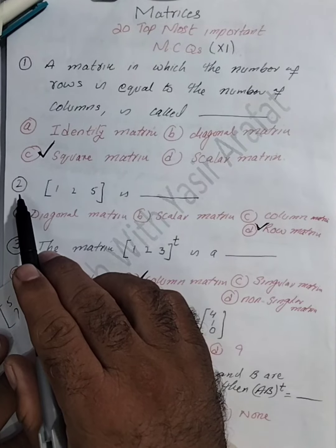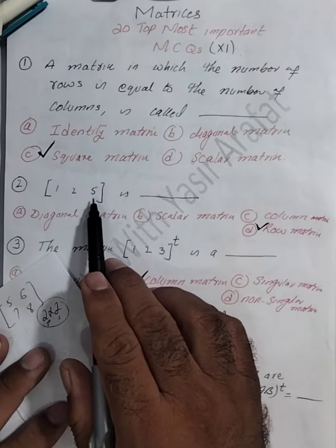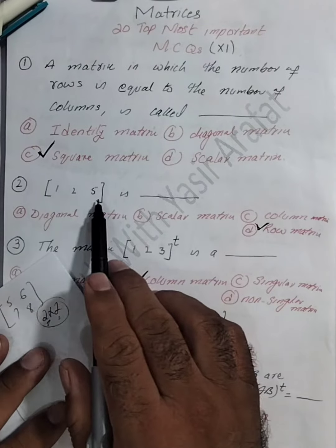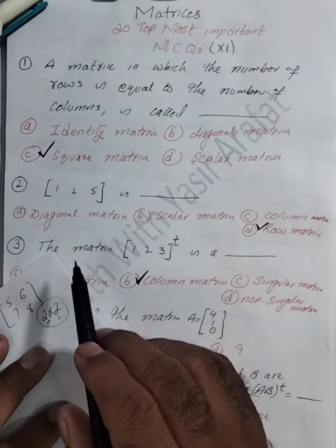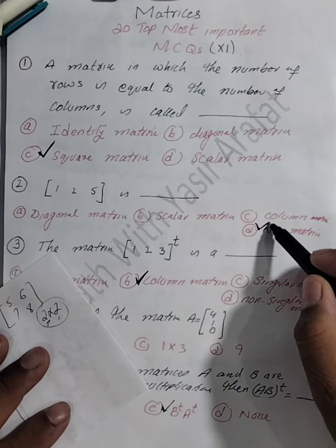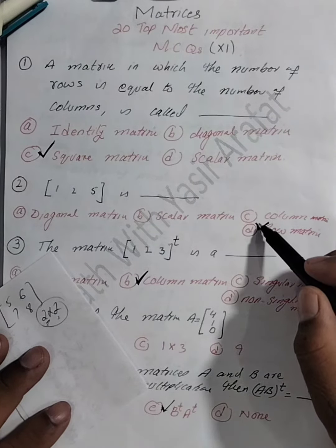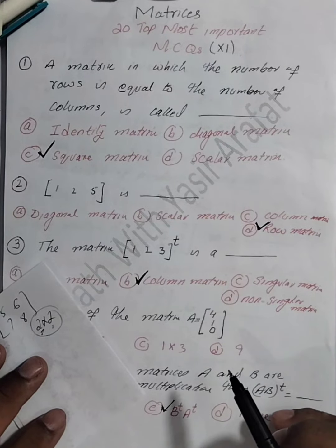Now come to the second MCQ here. 1, 2, 3. We have to define the type of this matrix here. So they have 1 row and 3 columns. So this is called the row matrix here. So the D option is correct.